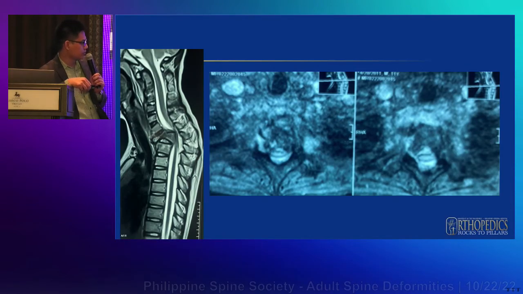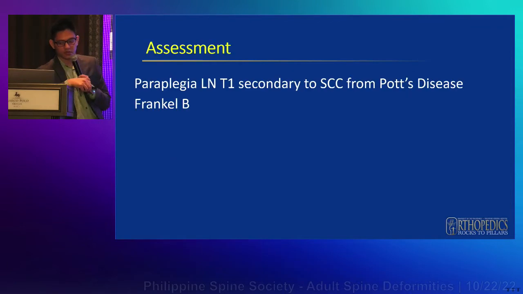For the axial view, it's hard to see the rest of the anterior portion of the spinal cord, but you can see already compression at the level of T1 for the spinal cord. These are the proximal and the more distal cut. We can also see the signal cord changes at this level.